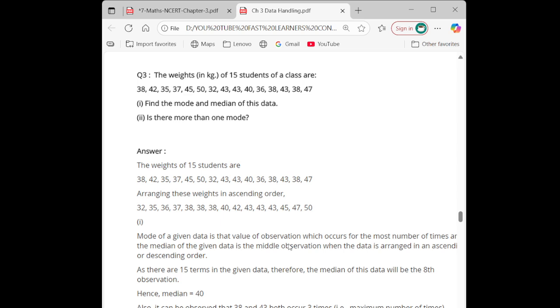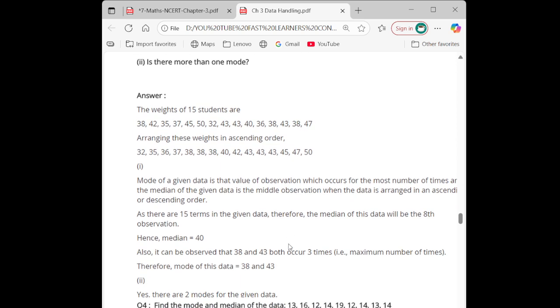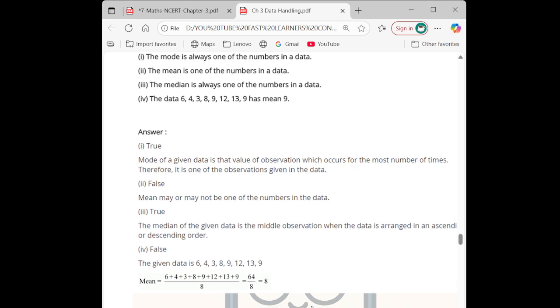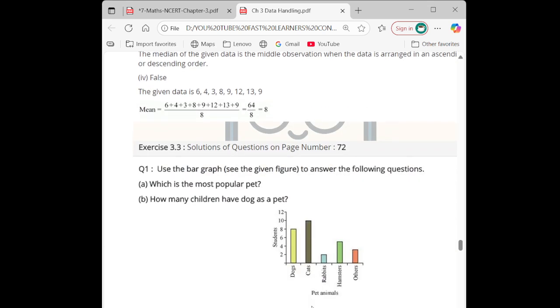Find mod and median. Again, mod has to be the frequently occurring observation and median has to be total observations. You have to count. See, this is 1 2 3 4 5 6 7 8 9 10 11 12 13 14 15. So 15 plus 1 is 16. 16 divided by 2, that is 8. So you can count the 8th observation will be the median of the data. Same way you have to find out all the other answers.